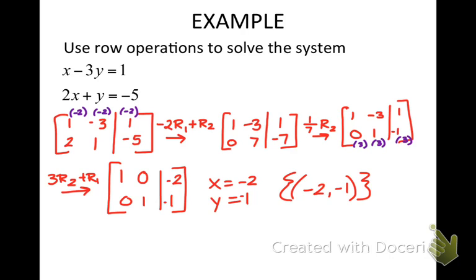I don't like this. Too much work. It is a lot of work, all that just to get -2 and -1. If you did any of the other methods, it would have been a lot faster. But when we get to the 3x3s, sometimes it gets a little bit easier to do matrices. All right, do we want to try another one, or you think you got it?